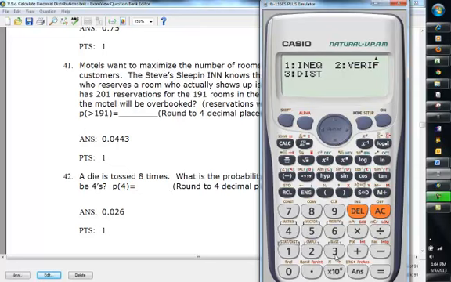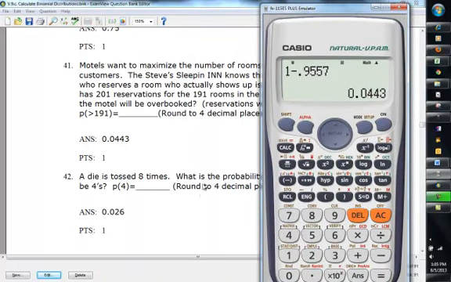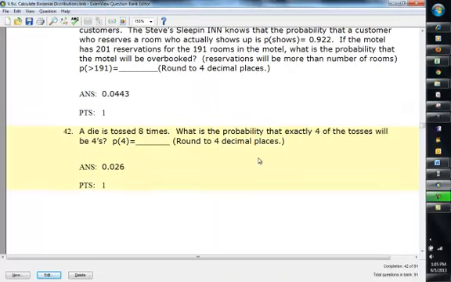So we've got a distribution and it's cumulative, and we want 191 out of 201, and the probability is 0.922. So we get 0.9557. We need to take 1, subtract 0.9557 to get what's the chances of not being overbooked, and we get 0.0443.